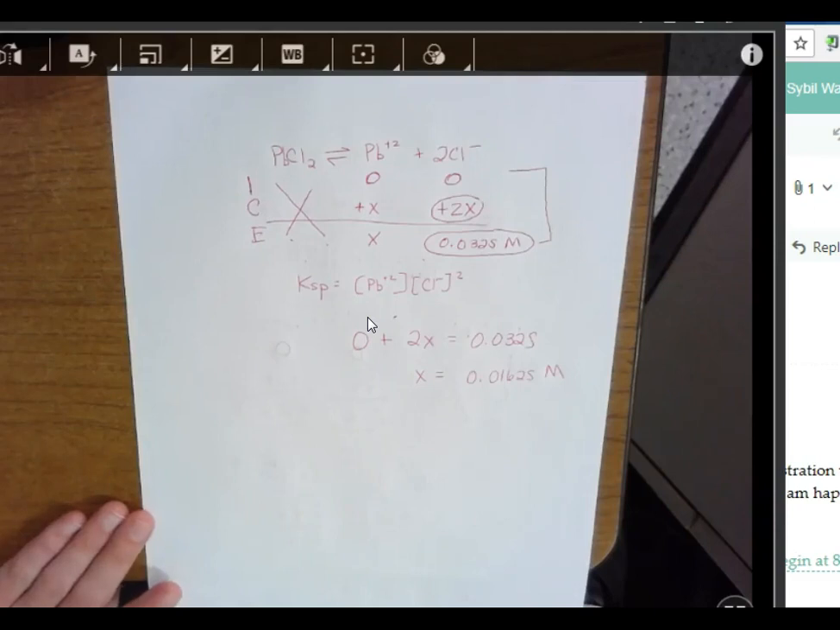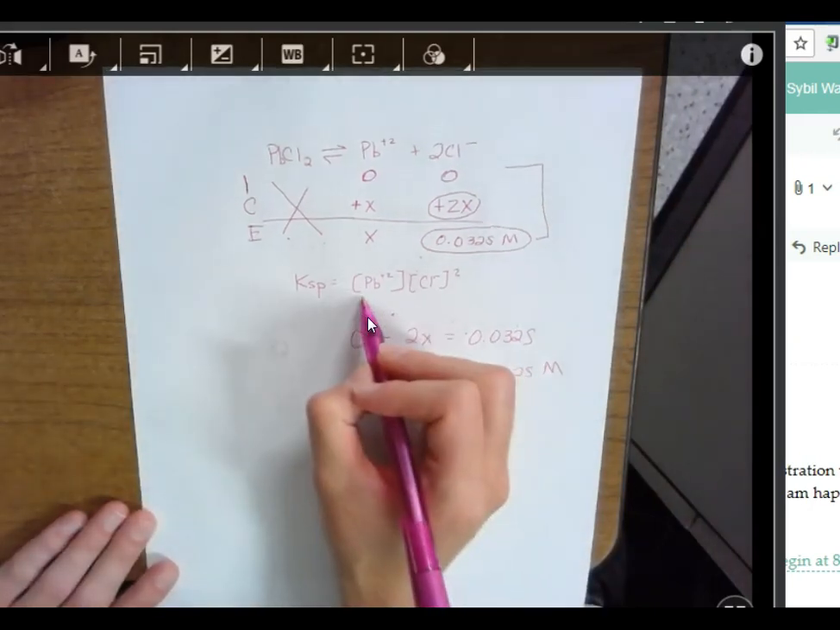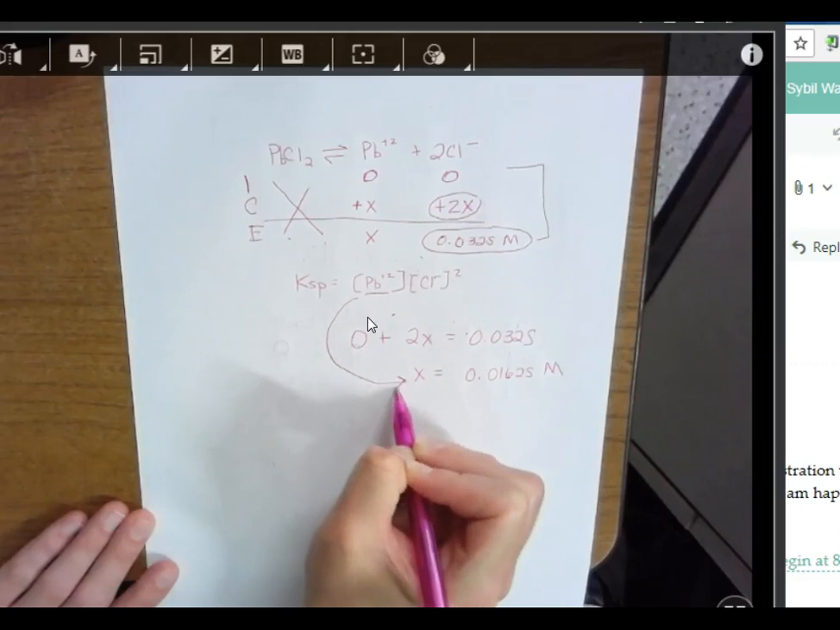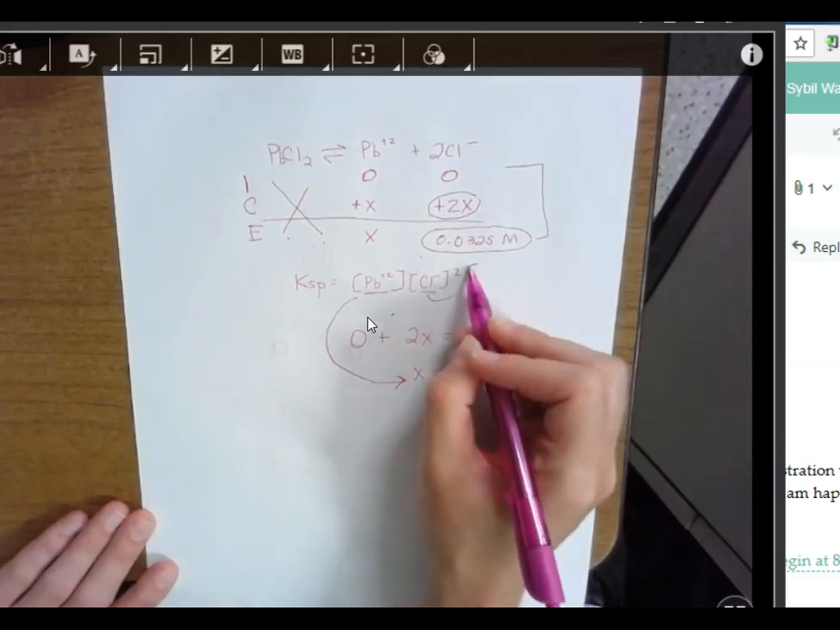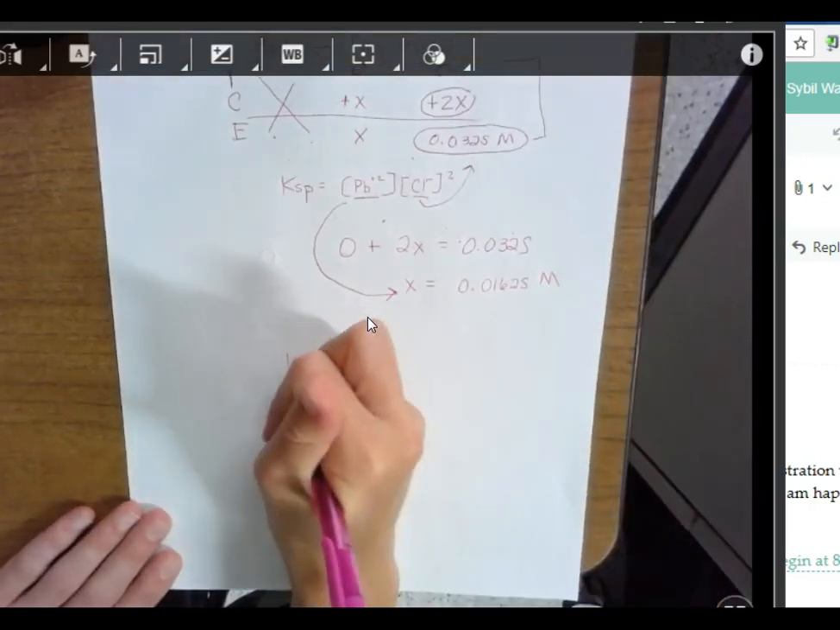That's not what the question asked for, though, right? The question asked for KSP, right? But I needed this information to find KSP, because KSP is equal to my lead concentration, which is x, times my chlorine concentration, which is 2x squared. Okay, so now we can solve for KSP.